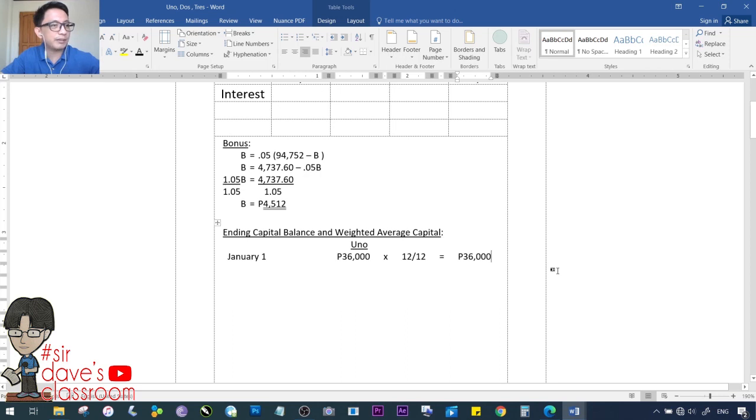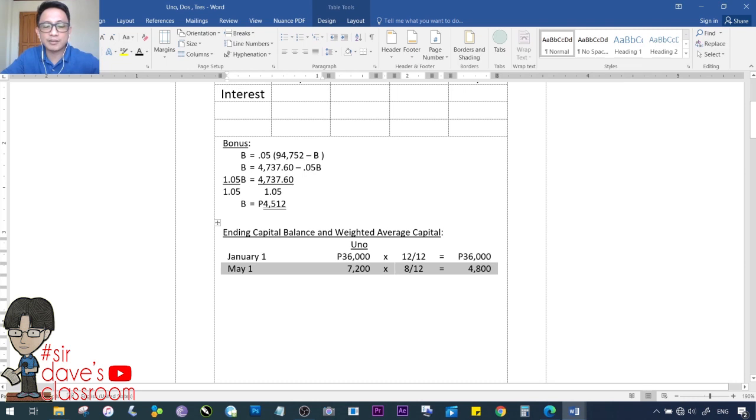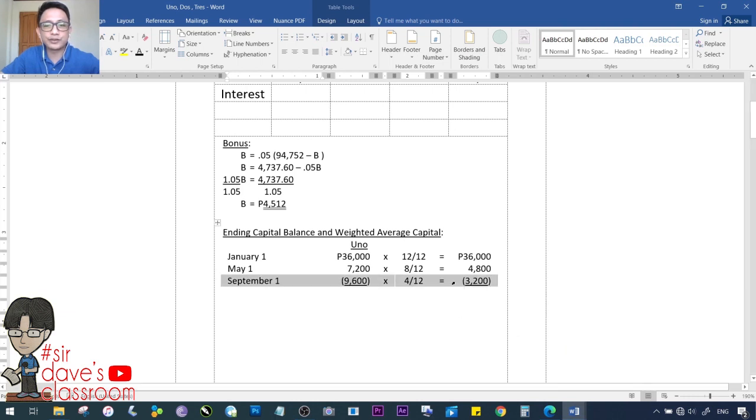Next, anong sunod na ganap kay Uno? 7,200 na month ng May 1 particularly. So kung May 1 yan, May 1 to December 31, that is 8 months. Tama? 8 months. 4,800. Next, September 1 na for Uno. So kung September 1 yan, how many months? 9,600 times 4 over 12. So withdrawal siya kaya pa-deduct.